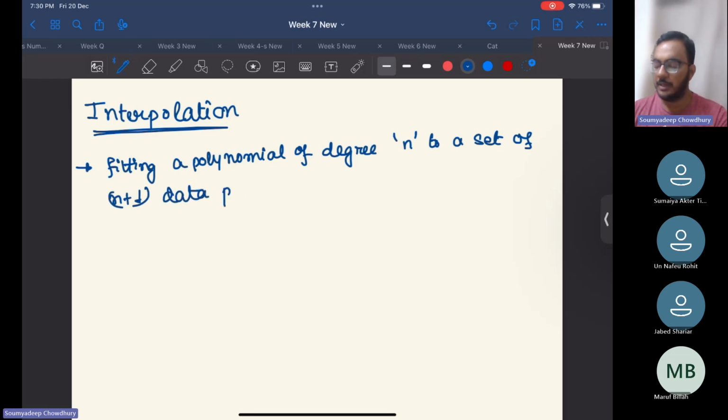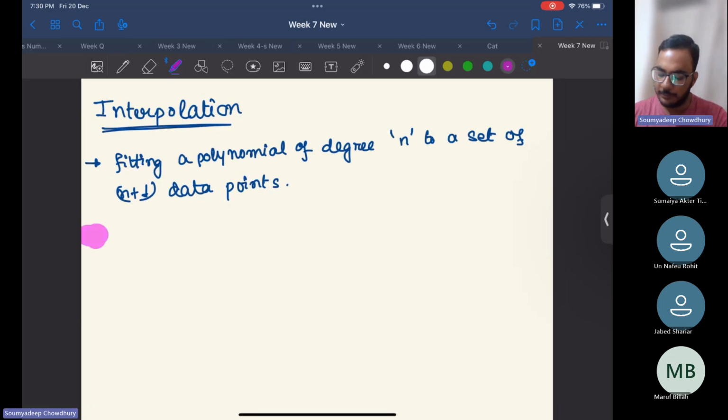So suppose you have 10 data points. Using those 10 data points, I can fit a polynomial of degree at most 9. Because you have 10 data points, you will have 10 equations, and from them we can only fit a polynomial of degree n, that is one less than the number of data points.